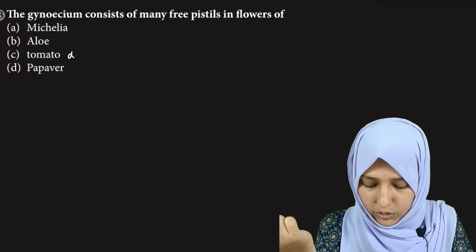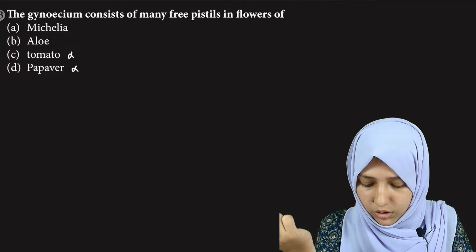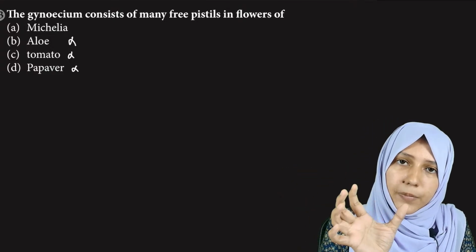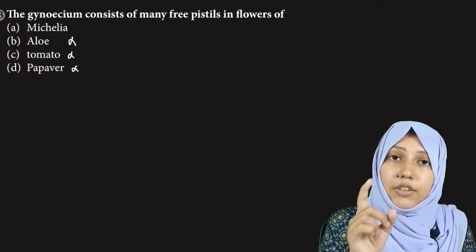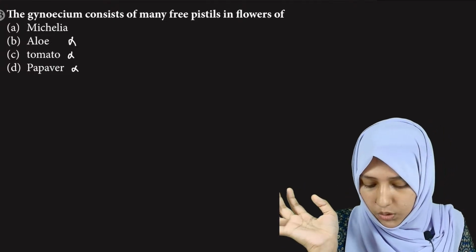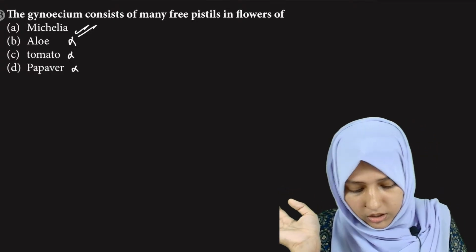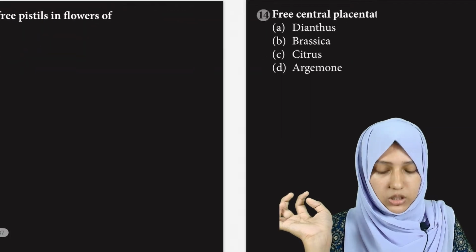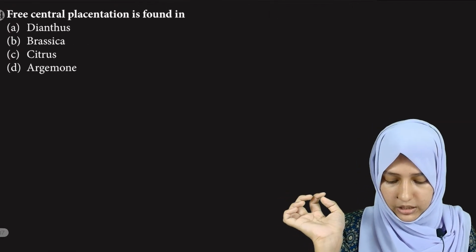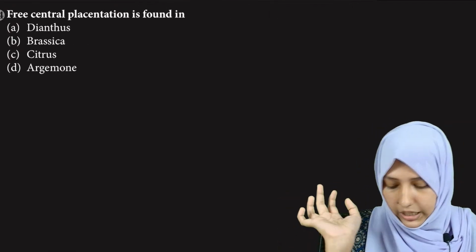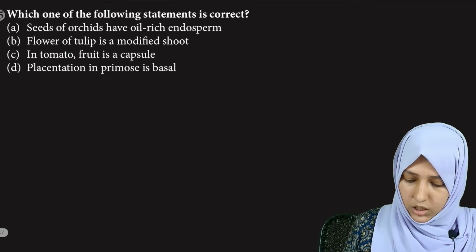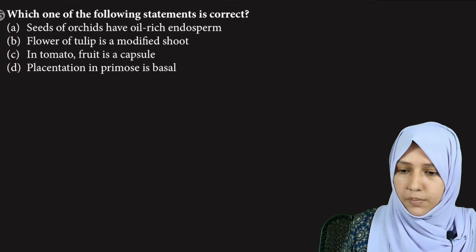So they are having united carpels. Papaver is also having united carpels. Aloe and lily are again having united carpels, just a single gynoecium. So Michelia is having free pistils. Michelia will be having free pistils. Now free central placentation. Free central placentation was seen in Dianthus.